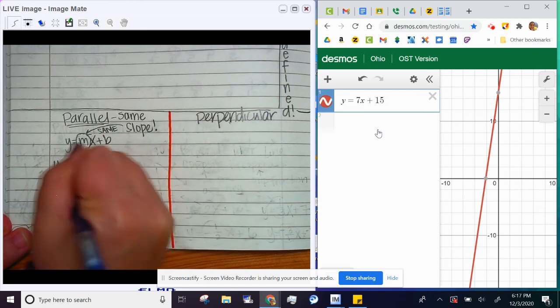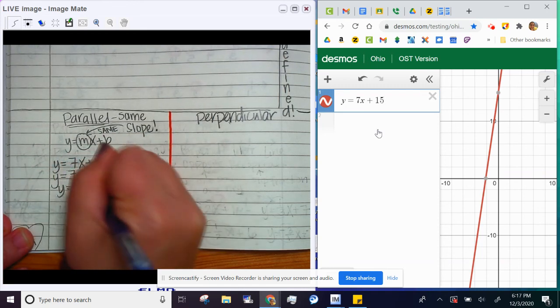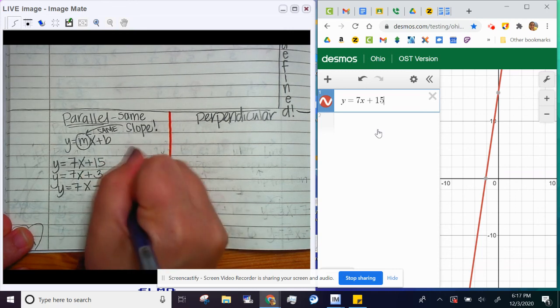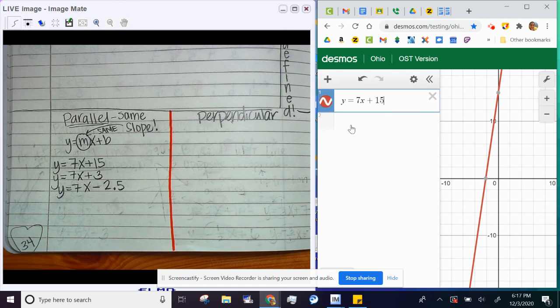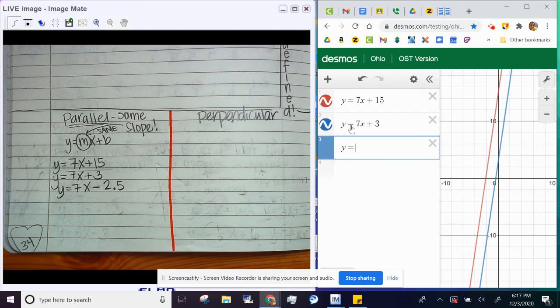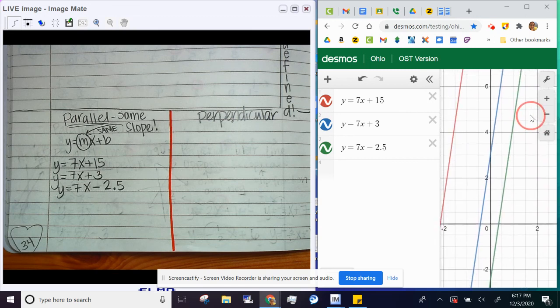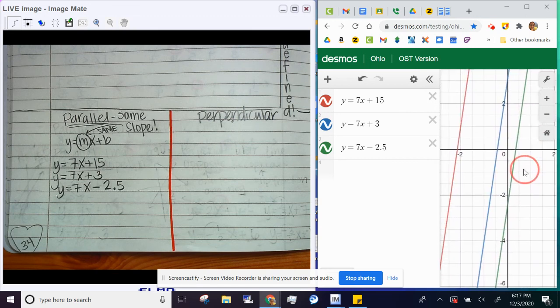Let's see, I could do another one that's like 7x minus 2.5. It doesn't even have to be a whole number. Do they look the same when I graph them? 7x plus 3, and then 7x minus 2.5. Notice how all of these lines are parallel. They're never going to touch each other, no matter where I go.